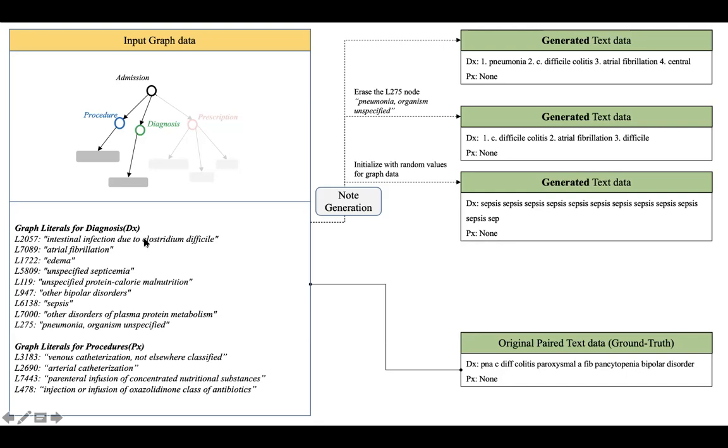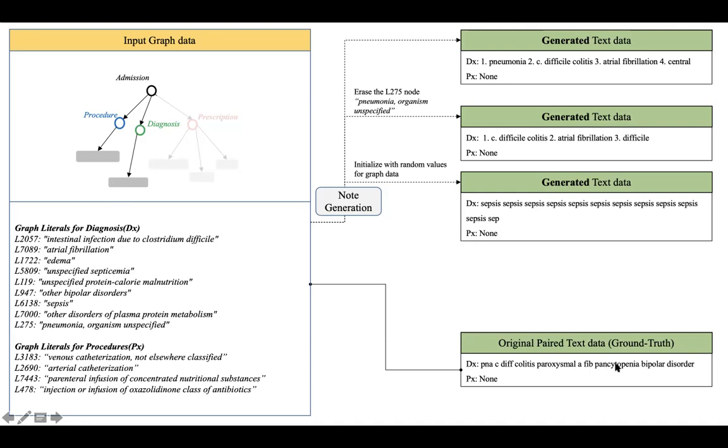I guess this is Clostridium difficile, which is C. diff. What else? AFib. AFib is atrial fibrillation. So AFib is here. Paroxysmal. Is there a paroxysmal somewhere? I don't think so. So the doctor wrote paroxysmal, but it is not in the structured graph. So there is information loss here.